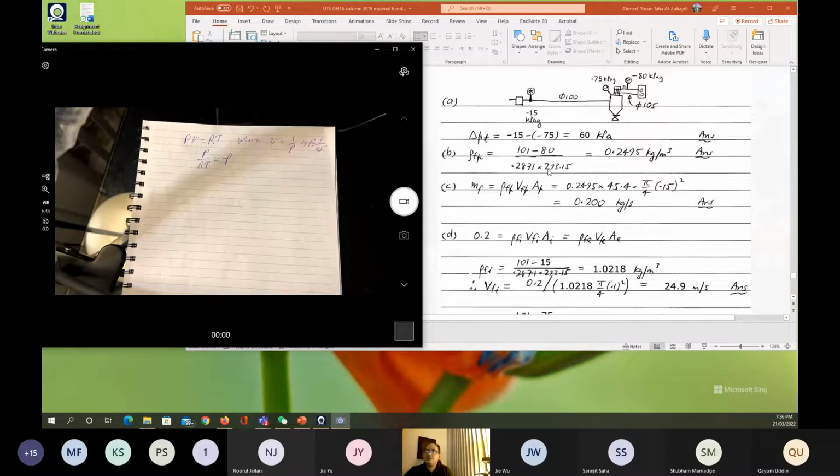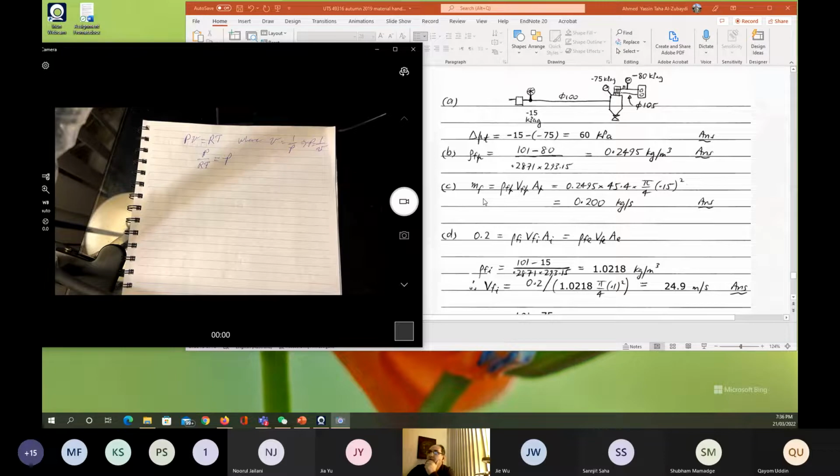Temperature was 20 degrees, and that here is going to be 293.15 Kelvin. The gas constant is 0.2871, and the pressure is going to be 101, which is the atmospheric pressure, minus 80 kilopascal gauge. So this will be the pressure, and thus we're going to have that the density is going to be equal to 0.2495 kilograms per cubic meter.